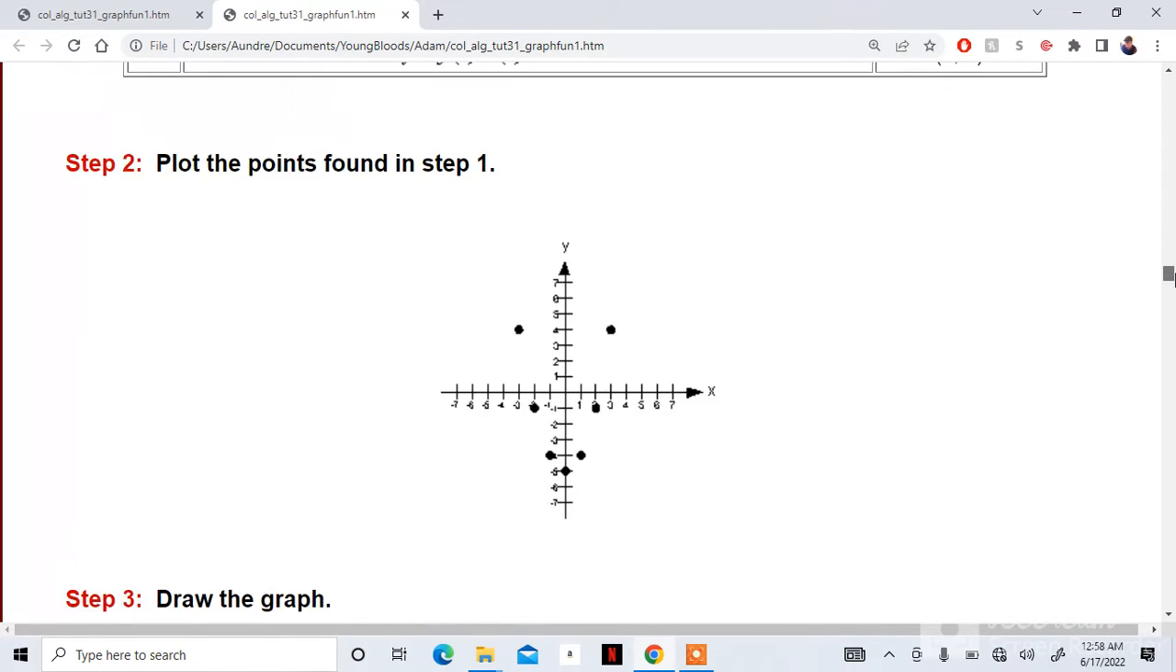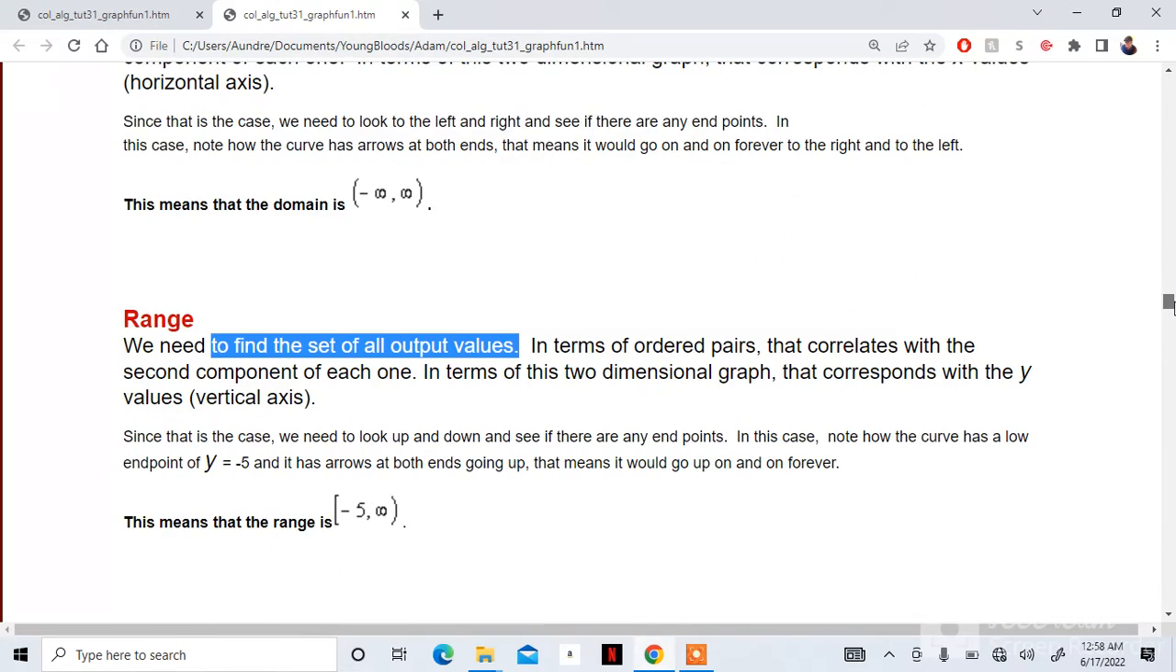Okay, and the specific one we have, these are the output values. The range is blah blah blah. So these are the output values. Actually, -5, infinity.